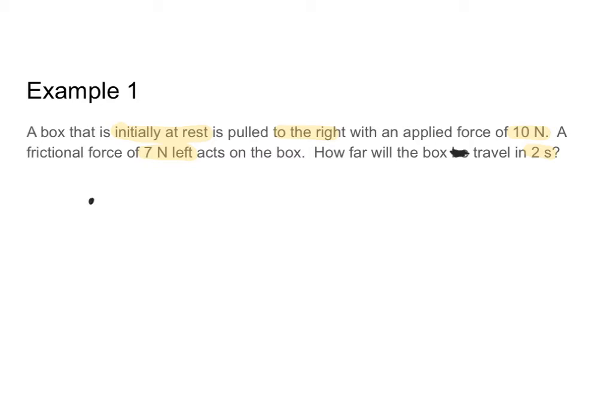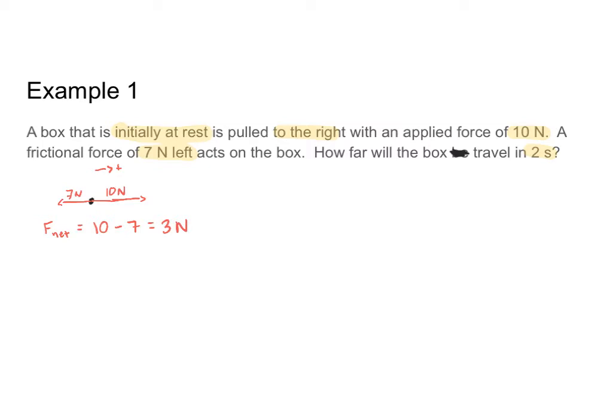So here's my box, and it is being pulled to the right with a force of 10 newtons, and to the left with a force of 7 newtons. That means that the net force on my box is only in the x direction, and it's going to equal 10 minus 7 newtons, assuming, of course, that to the right is positive, as we usually do. So the net force on my box is 3 newtons.